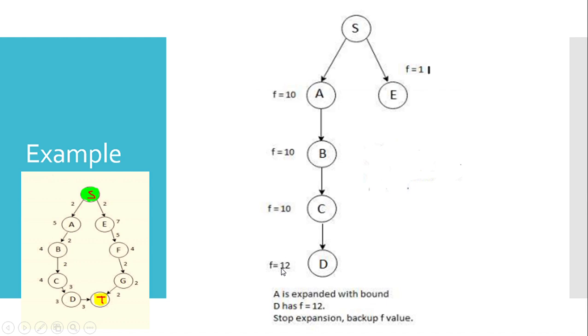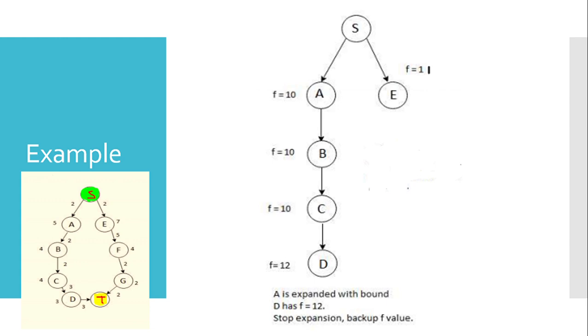But over here again we have exceeded the limit. Our limit was 11. We have reached up to 12. So now A, we cannot expand further. We have to do backtracking because we have reached our limit. So we'll stop expanding. We'll backtrack the value, which is 12.